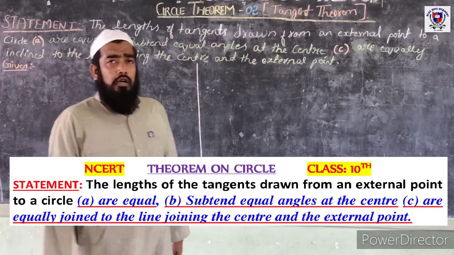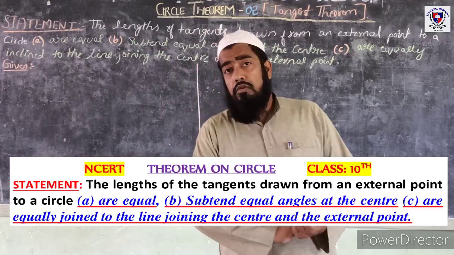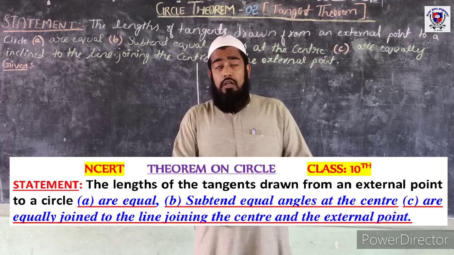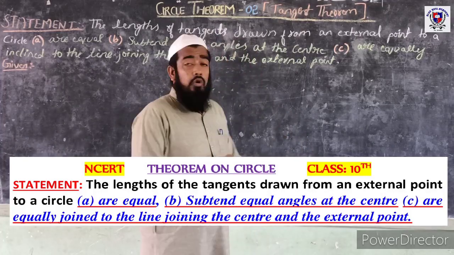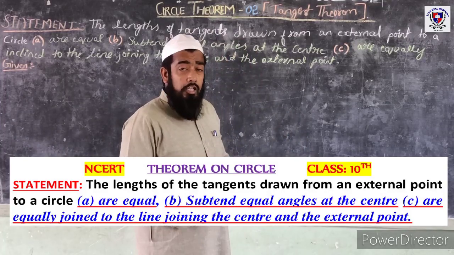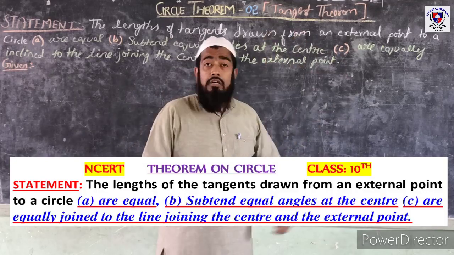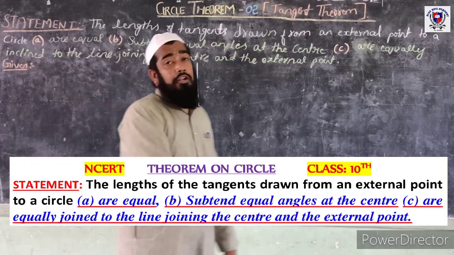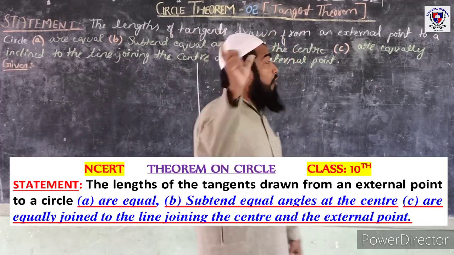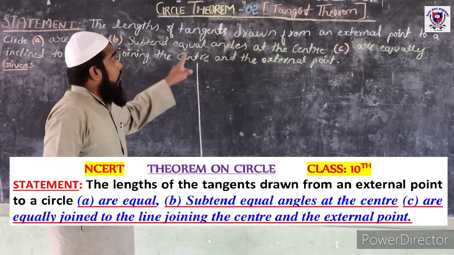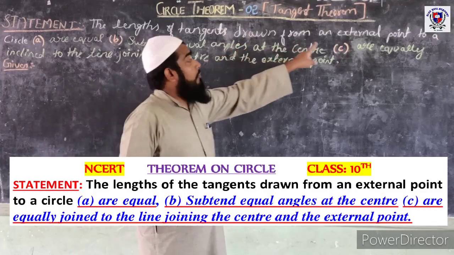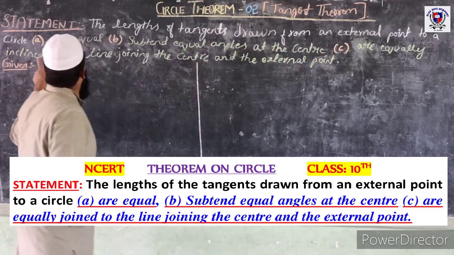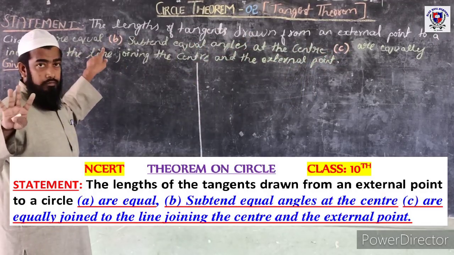Okay, dear students, after the first theorem of this chapter, Circles, now Theorem 2 of this chapter is also called the Tangent Theorem. As per the NCERT textbook, the statement is only this one: the lengths of the tangents drawn from an external point to a circle are equal.